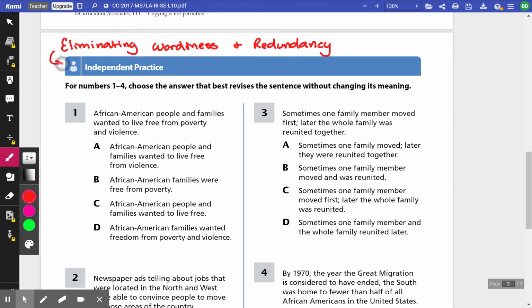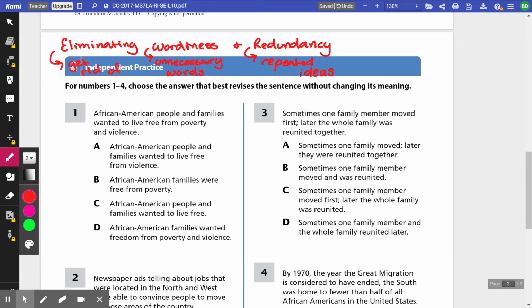We know eliminating means to get rid of something or delete it. And when we're talking about wordiness, we're talking about words that are kind of unnecessary, so you don't need them for the sentence to make sense. And whenever we're talking about redundancy, we're talking about repetition, those repeating ideas. Because we know in our writing we have to be clear and concise, so we only want to repeat an idea once. If it's repetitious, we want to get rid of it.